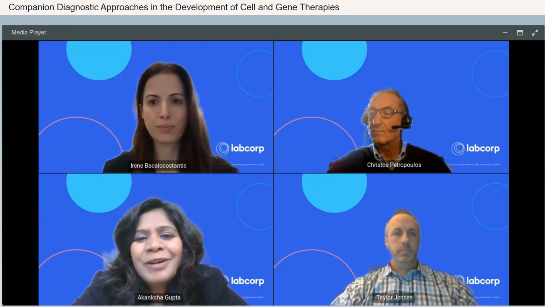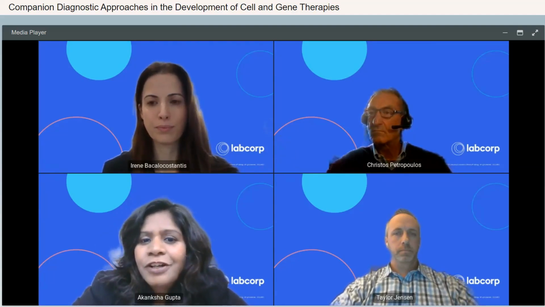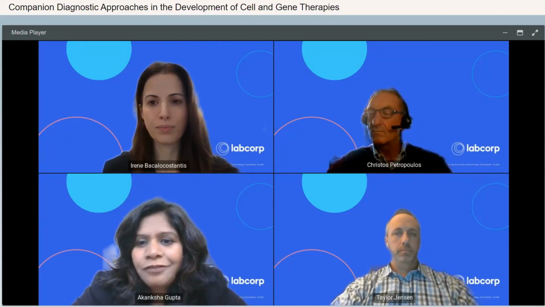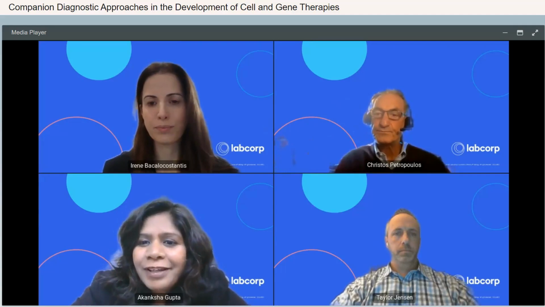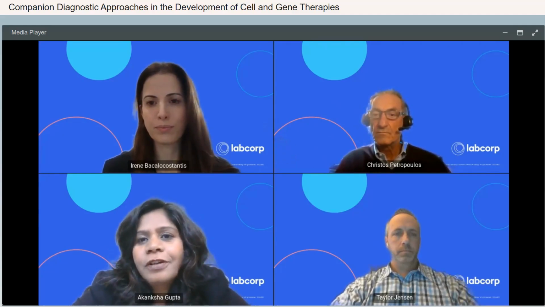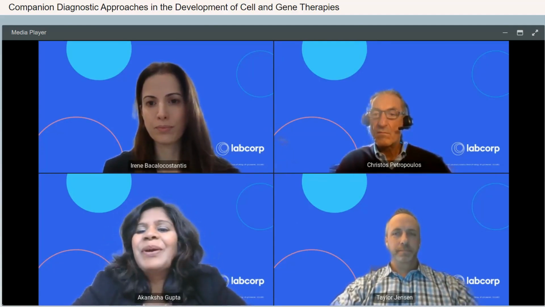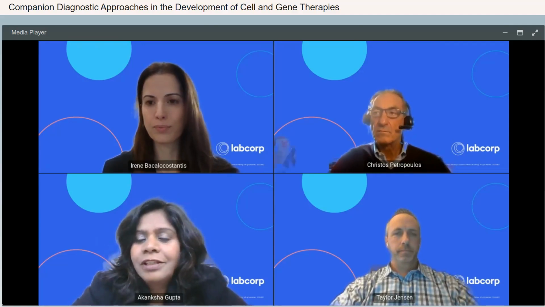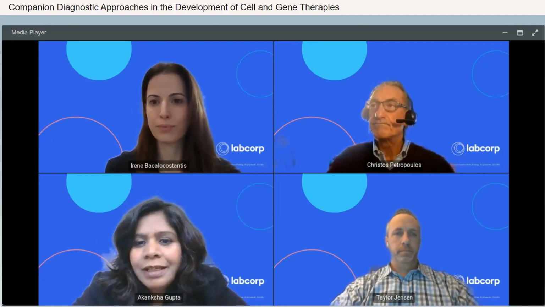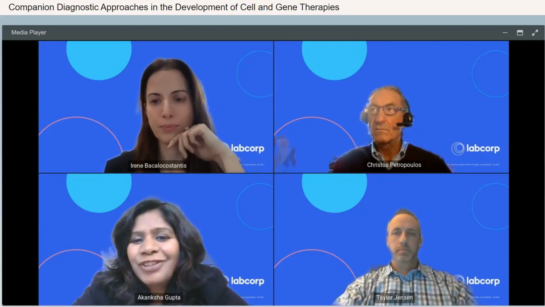We also saw a breakthrough designation for another gene therapy asset from Sarepta, for the treatment of Duchenne muscular dystrophy. So clearly the field is evolving, and this integration of companion diagnostics with cell and gene therapy development is no longer theoretical, right? We are actively seeing these strategies being pursued in the development of these cell and gene therapies. It's really causing a paradigm shift, right? It's no longer a one-size-fits-all approach.